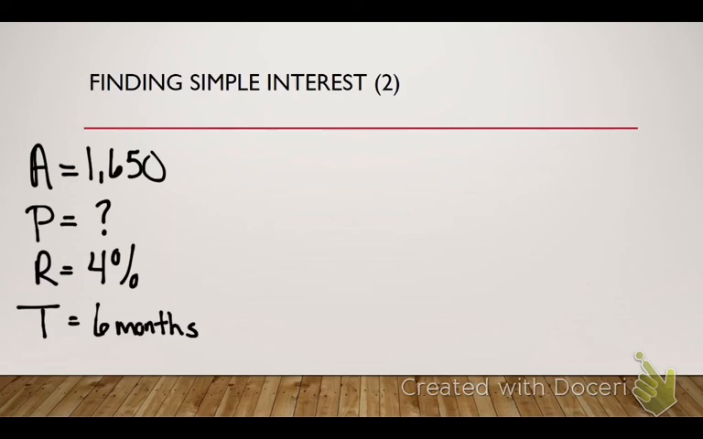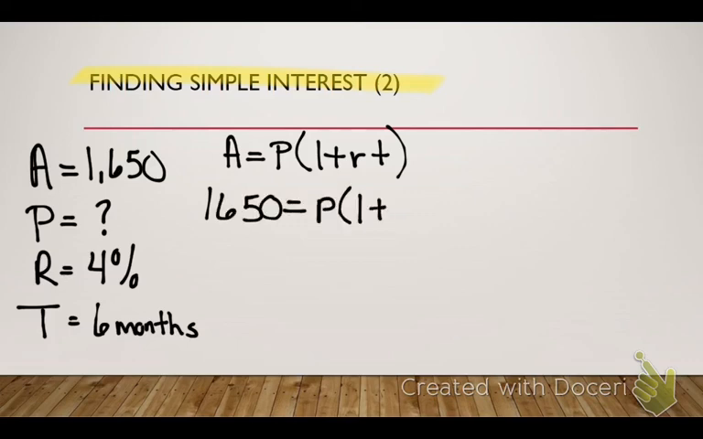Okay, so what formula do you use? A equals P. You have an A value. So you have to use A equals P times 1 plus RT. Okay? And now you're going to plug in your values. 1650 equals P times 1 plus the rate times the time. Wait, I thought time was 6 months. Why did I put 0.5? You have to change it to a decimal. It's got to be in years. 6 months is half of a year.